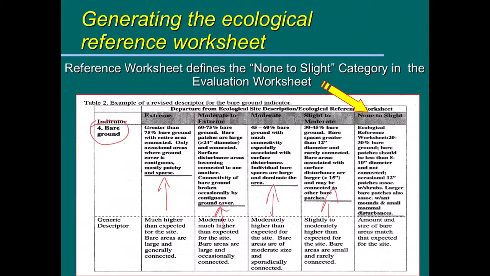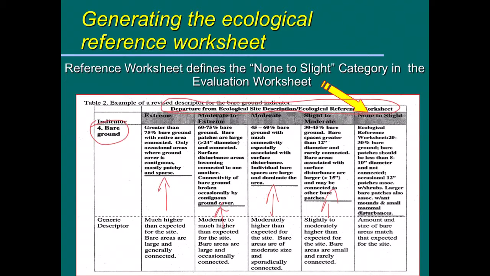So for extreme, look at the language here: departure from ecological site description / ecological reference worksheet. So is it departing from the standard, and this is our standard? Is it departing from the standard? If so, how much is it departing from that standard? And so you have this ranking capability for your range.